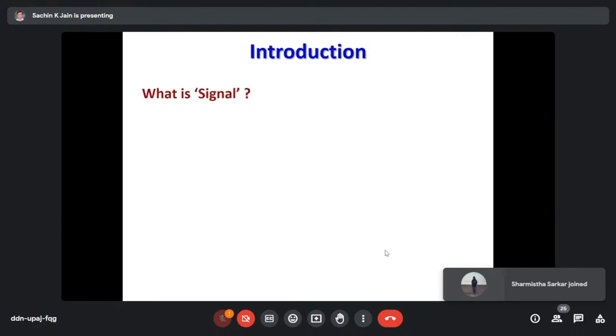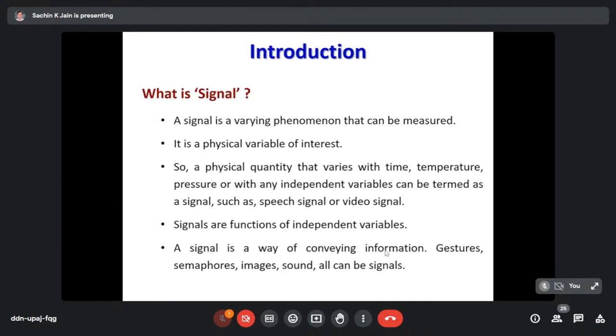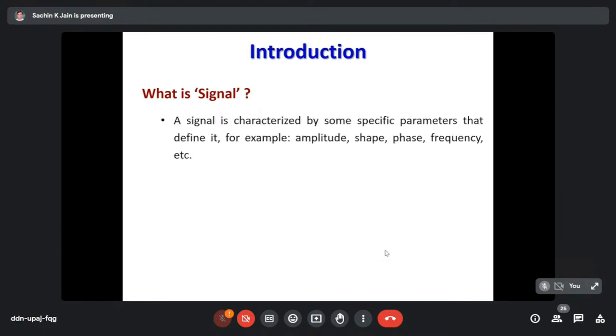So we'll start with signal. We all know what a signal is. Something that varies with some independent variable. That independent variable may be time, temperature, or pressure. Most commonly, it is time with which we consider something as a signal. But if we see, a signal needs to be characterized by some specific parameters that define it in a complete sense. For example, what is the amplitude of the signal? What is the shape of the signal, phase and frequency? Now, based on these characteristics, we can identify any signal.